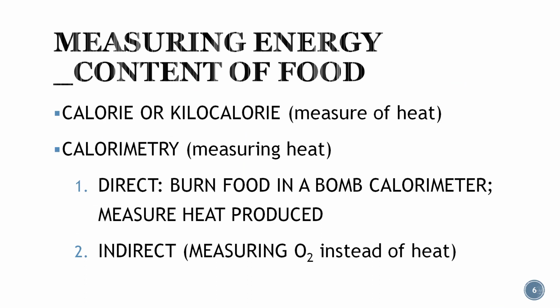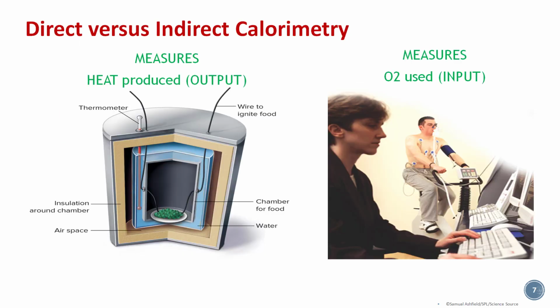Going back to the previous slide, it is also possible in humans, where we place the human inside of a closed chamber and have them exercise, and then we measure the heat that they produce to see how many calories they burned. The second one is the indirect. Indirect measures the oxygen instead of the heat that is produced by the exercise. So we are going to be focusing on the indirect calorimetry, since the direct one is very impractical and very expensive.